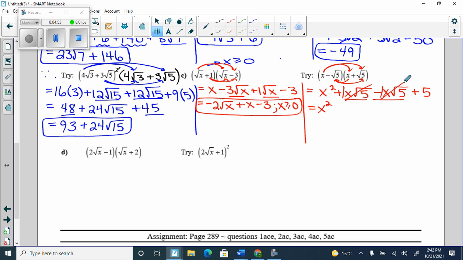We agree? They're called conjugates. When you have two things that look exactly the same with opposite signs, they're called conjugates. And what conjugates do is make the middle terms cancel. Do you see how these two cancel? When you multiply by a conjugate, the middle terms cancel. They'll always be positive the same thing, negative the same thing, so they'll cancel off. Plus 5. Done.